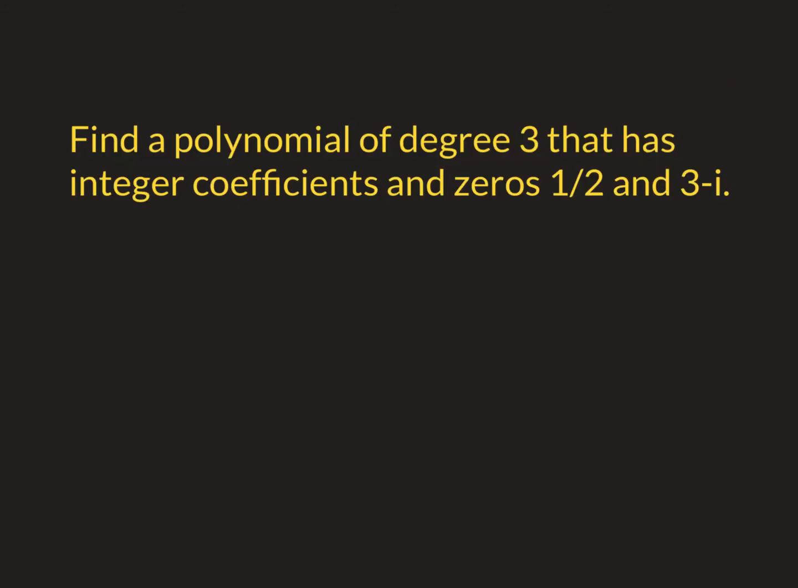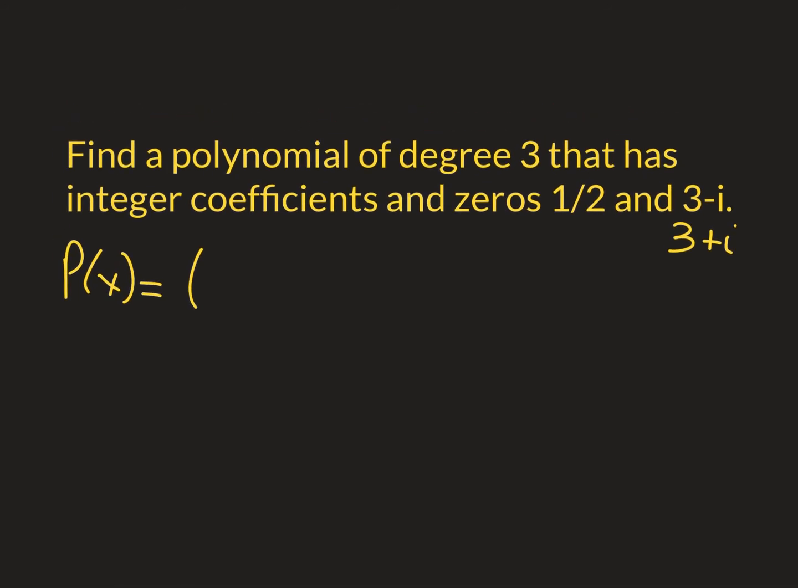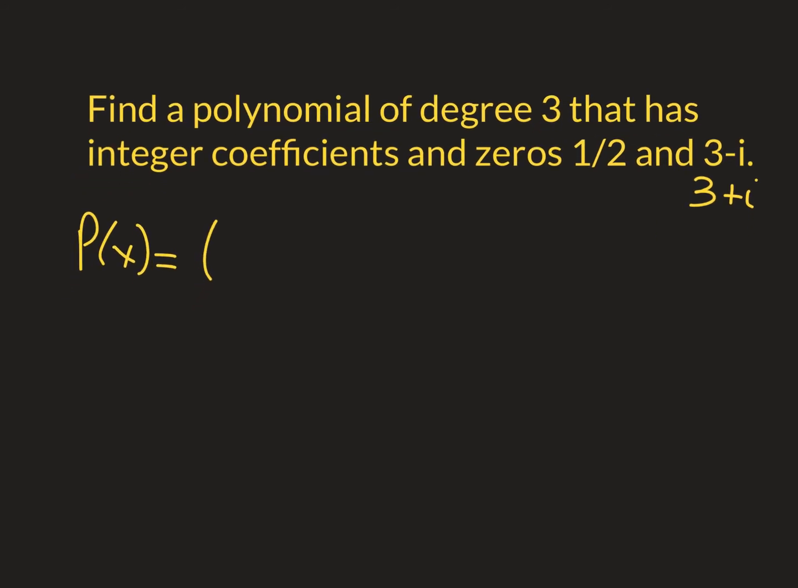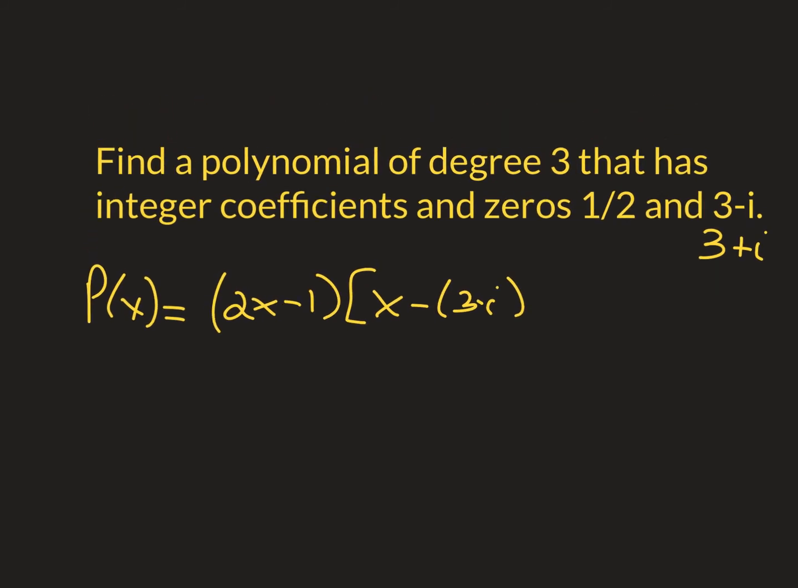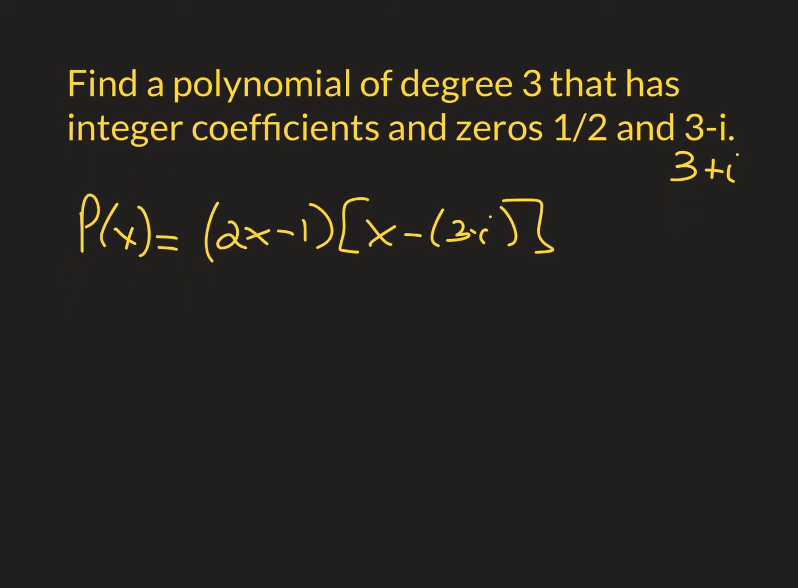Okay, find a polynomial of degree 3 that has integer coefficients and zeros 1/2 and 3 minus i. Now here we go. If 3 minus i is a 0, so is 3 plus i. So I'm going to do the same process I've done earlier today. 1/2 came from, if you think about slide, divide, slide with the 1/2, it actually came from here, 2x minus 1. That's sliding the 2 back in front, by the way. I would get x minus 3 minus i. That's supposed to be 3 minus, there we go. I'm sorry about this. And I would also get x minus 3 plus i because those are zeros.